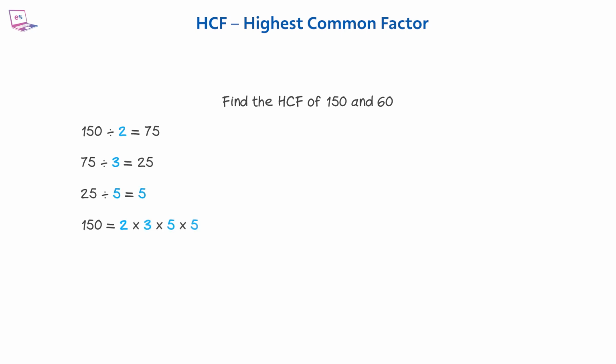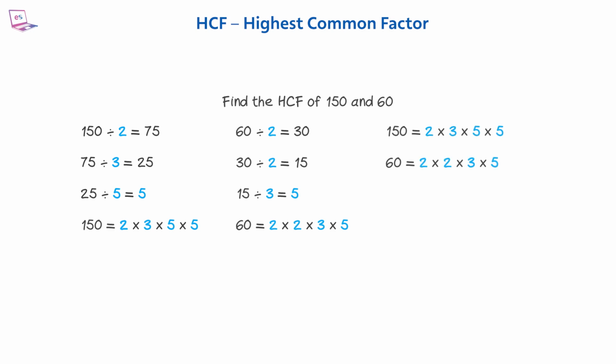Next, let's follow the same method to find the prime factors of 60. Now, let's write down all the prime factors for 60. 60 equals 2 times 2 times 3 times 5. Now, let's compare both the lists and multiply the prime factors that appear in both lists. The numbers 2, 3 and 5 appear in both the lists. 2 times 3 times 5 equals 30. The highest common factor of 150 and 60 is 30. We hope you have understood how to find the HCF of two numbers.